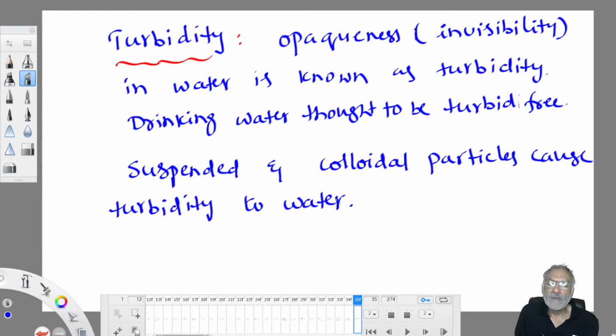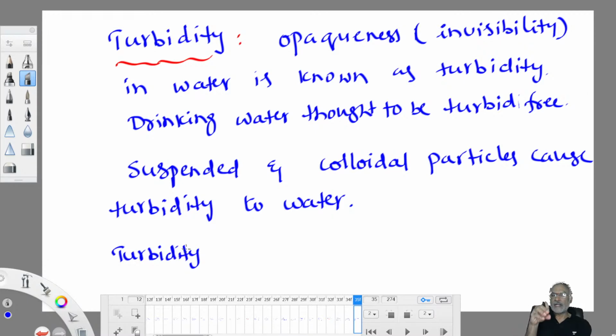Some people even define turbidity as the measure of resistance offered by the water to the passage of light. So turbidity is the measure of resistance to light. If more particles are present, there is more resistance to light. If fewer suspended colloidal particles are present, there is less resistance to light. Things are visible means light is passing through water. Things are not visible means light is not passing through water.